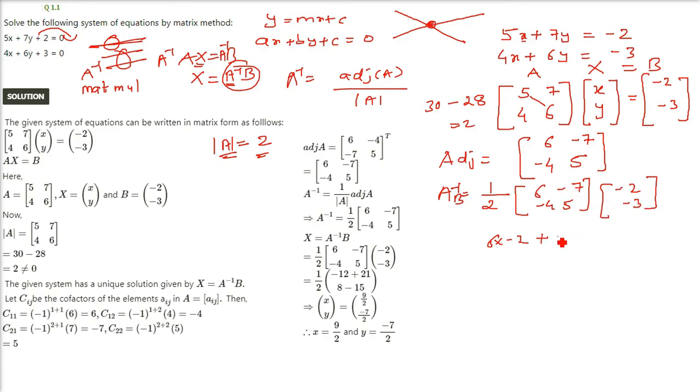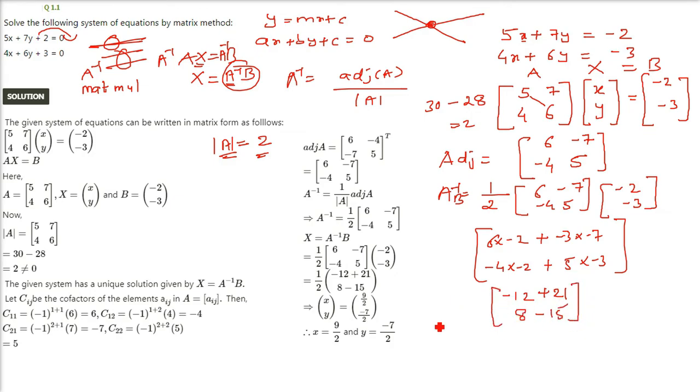So 6 into minus 2 plus minus 3 into minus 7. This will be the first value, first row with first column, and then second row with the first column: minus 4 into minus 2 plus 5 into minus 3. So 1 by 2 will apply later. 6 into minus 2 is minus 12, and this is going to be plus 7 times 3 is 21. This is minus 4 times minus 2 is 8, then minus 5 times 3 is minus 15.